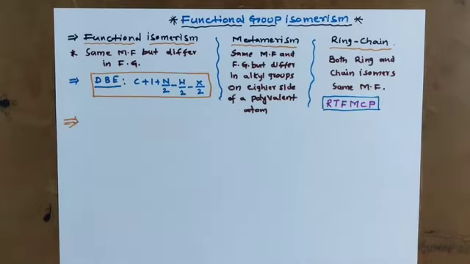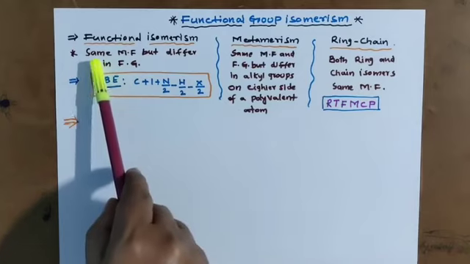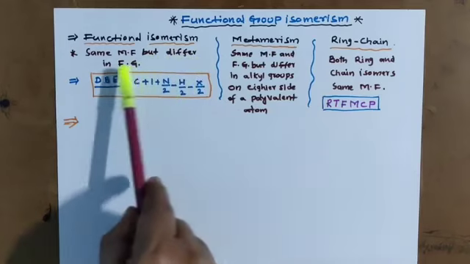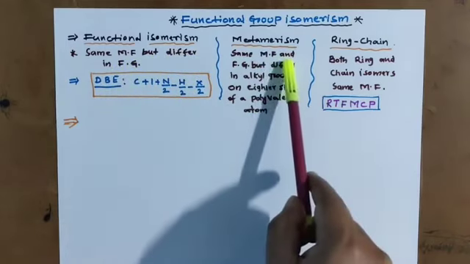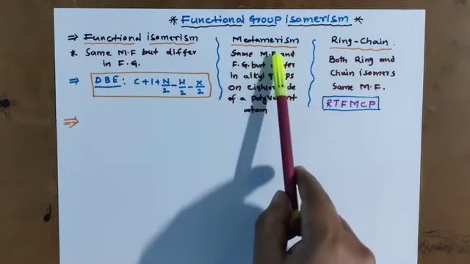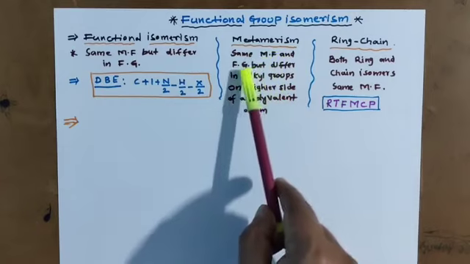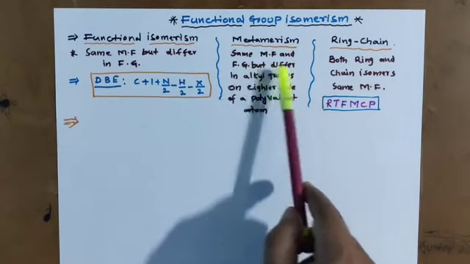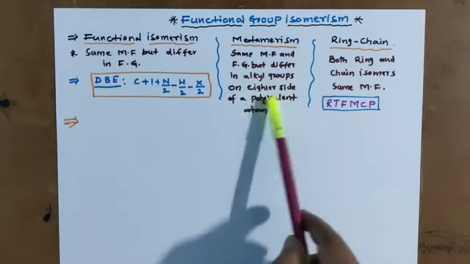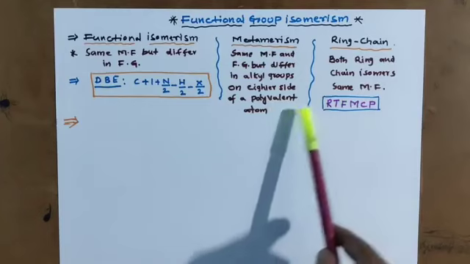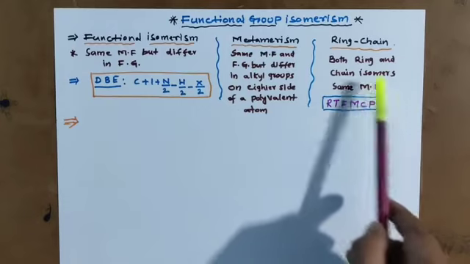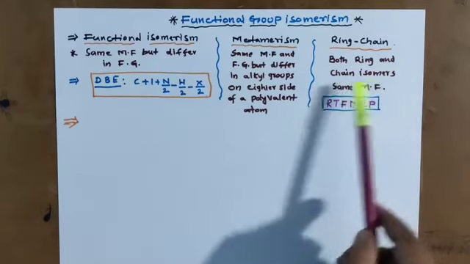Let me start with functional group isomerism. Sorry, for the definition: having the same molecular formula but differing in functional group. Metamerism: having the same molecular formula and the same functional group, but differing in alkyl groups on either side of the polyvalent atom. Later I will explain in detail. Ring chain isomerism: having the same molecular formula as usual, where both the ring and chain isomers are exhibited.